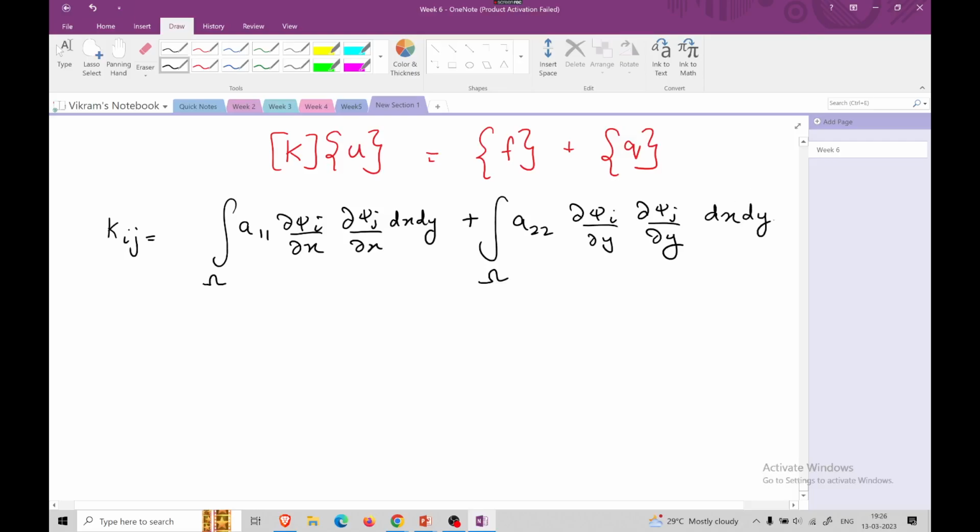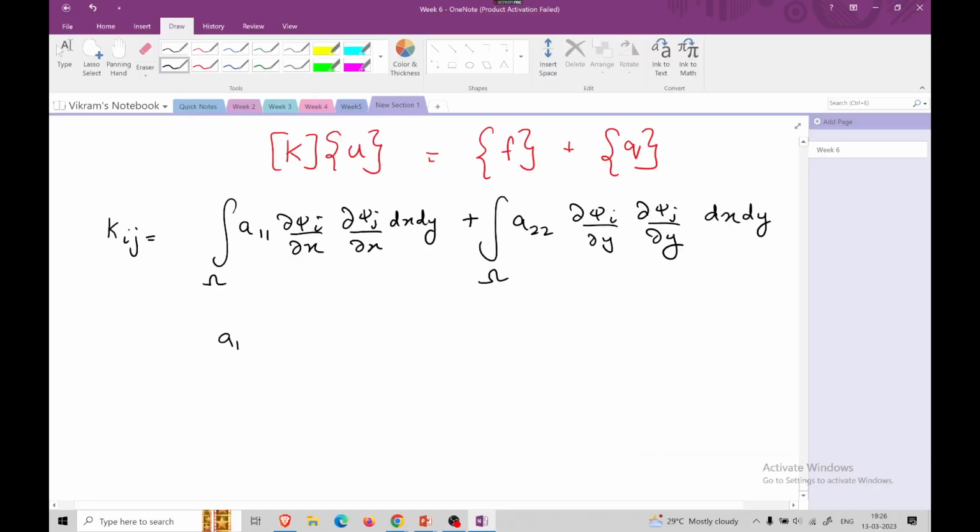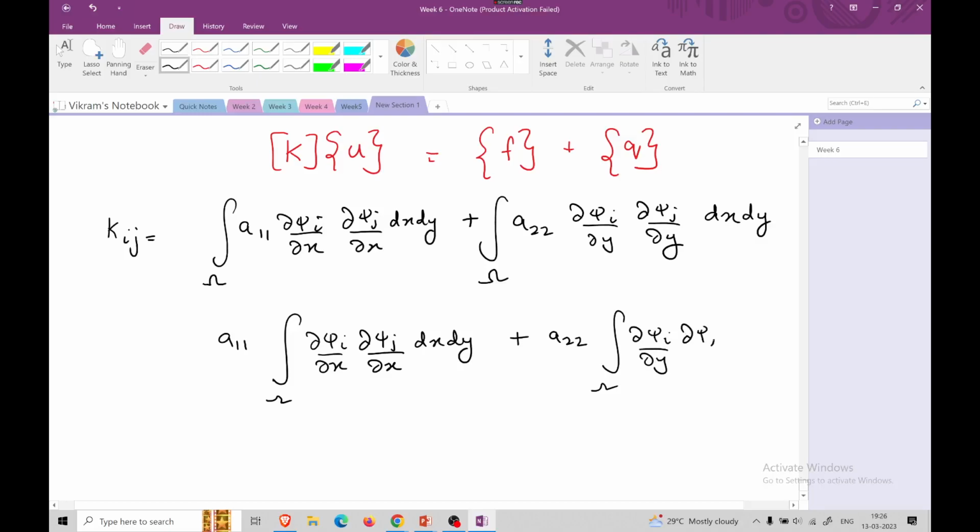If a11 and a22 are constants, I can take a11 outside, so I can simply write it as a11 times integral of dou psi I by dou x dou psi j by dou x dx dy plus a22 into integral of dou psi I by dou y dou psi j by dou y dx dy. So this I can write as Kij is equal to a11 into Sij11 plus a22 into Sij22.